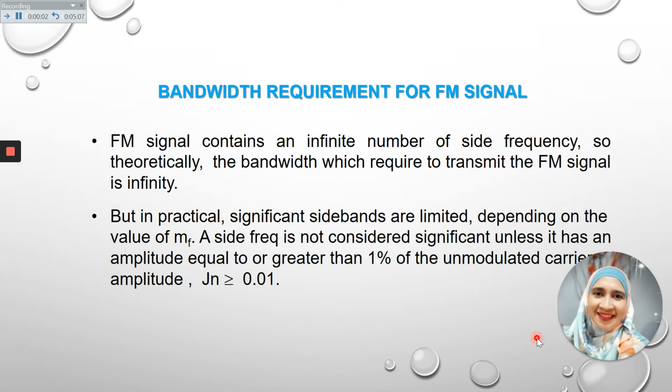Okay, bandwidth requirement for FM signal. An FM signal contains an infinite number of side frequencies, so theoretically the bandwidth required to transmit the FM signal is infinity. In practice, significant sidebands are limited depending on the value of MF. A side frequency is not considered significant unless it has an amplitude equal to or greater than 1% of the unmodulated carrier amplitude, whereby your Jn is bigger or equal to 0.01.